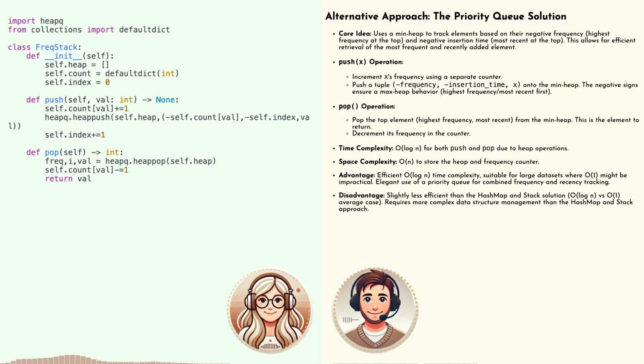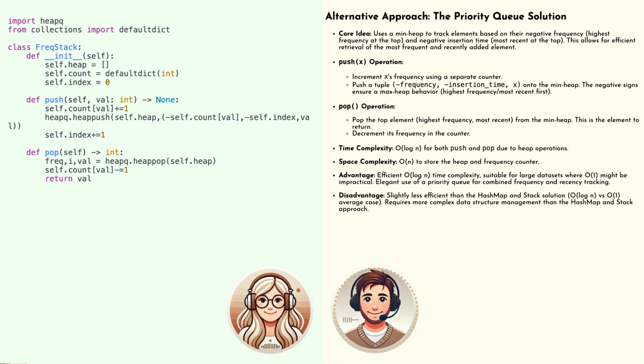We can represent each element in the priority queue as a tuple. A tuple. I'm picturing those as little containers that can hold multiple pieces of information. Exactly. Each tuple will contain the element itself, its frequency, and a timestamp indicating when it was added. This way, we can encapsulate all the information we need to prioritize correctly. Okay, so we've got these tuples with element, frequency and timestamp. How does the priority queue use this information to keep things sorted?